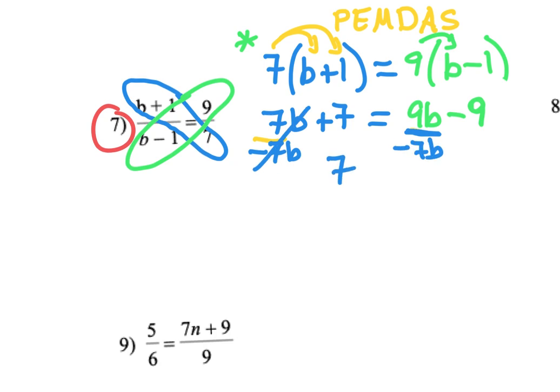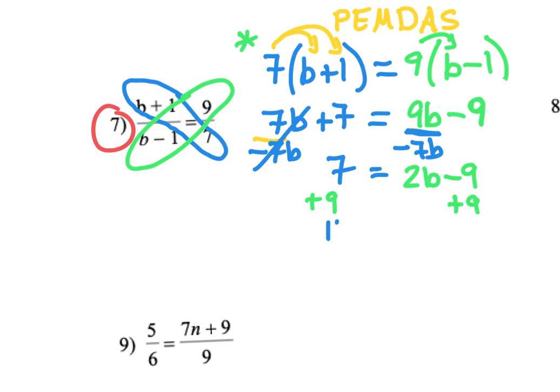And we end up with 7 on this side. 9b minus 7b is 2b minus 9. But we still don't have our variable all by itself, but we can use the addition property of equality on both sides.